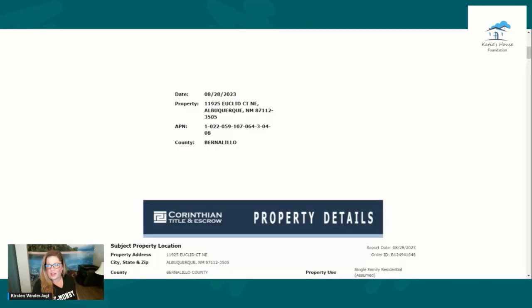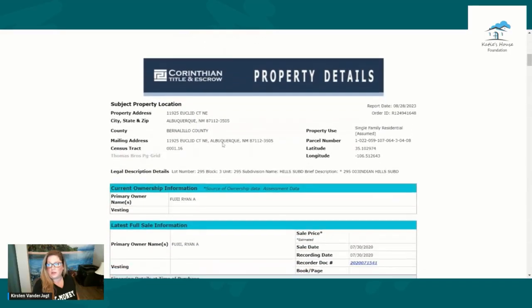So what I like to do at this point is pull the title profile and look for anything related to the type of property that it is, and then also the property taxes. So here we can see 11925 Euclid Court in Northeast Albuquerque, New Mexico, 87112. And if you don't have access to pull a property profile and you are a licensed real estate agent, you can contact your title rep or any title company and ask for access. You would want to ask for Title Pro 247 is recommended, or there are other types of title toolboxes.